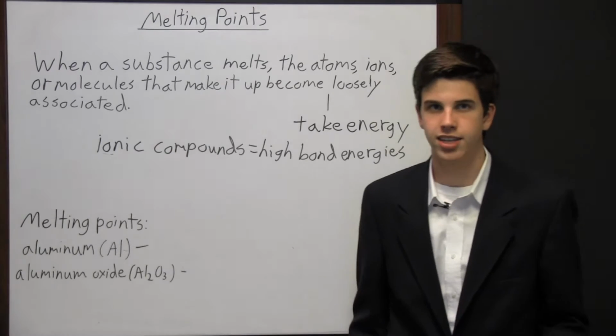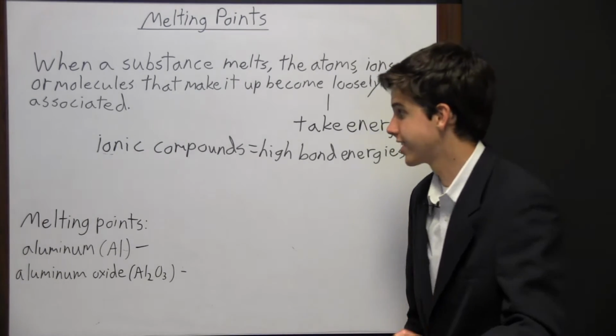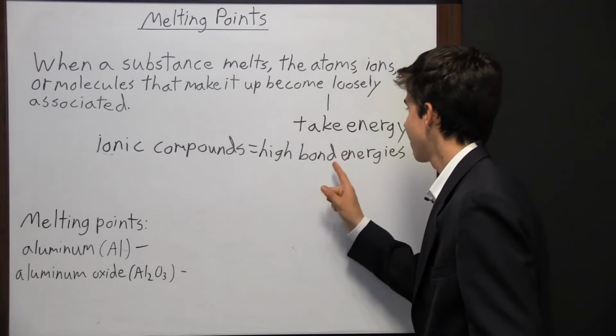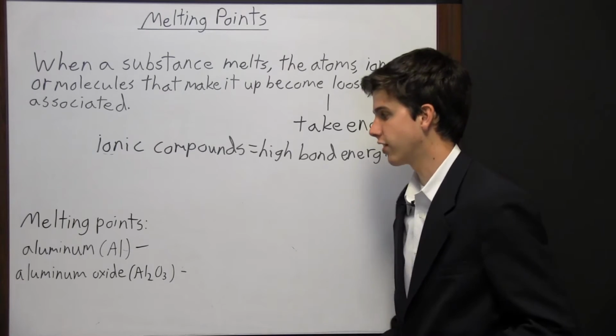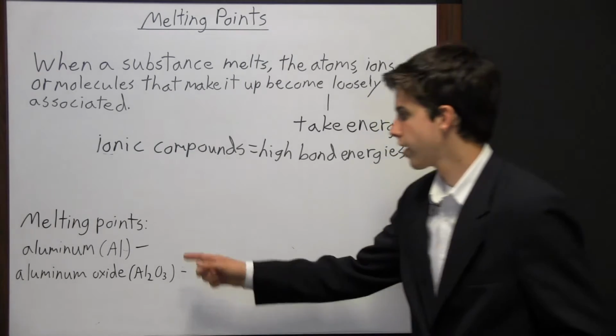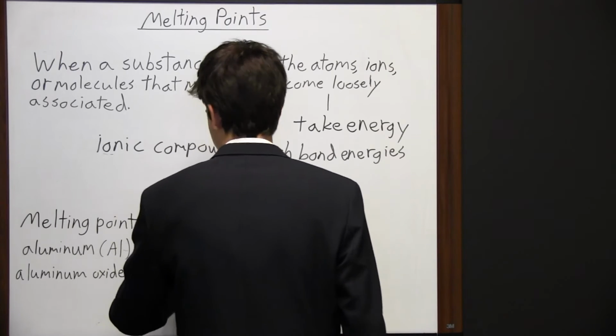Now, aluminum oxide is an ionic compound of aluminum and oxygen. So remember, I said it's an ionic compound, so that means it must have a high bond energy. And so it's going to have a higher bond energy than its original parts. And so the melting point for aluminum is 660 degrees Celsius.